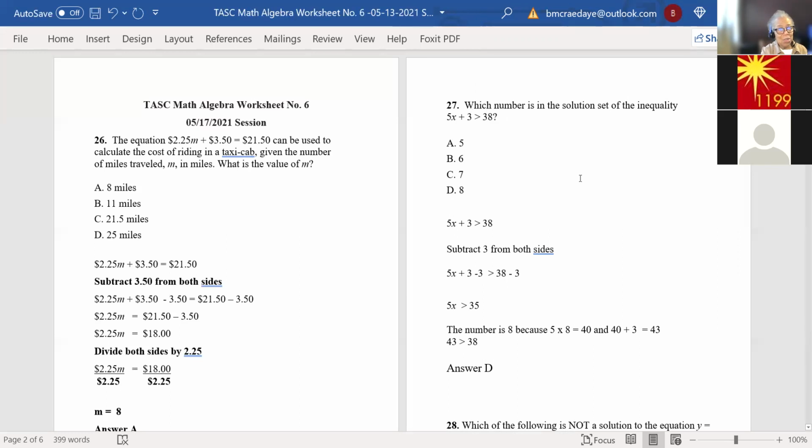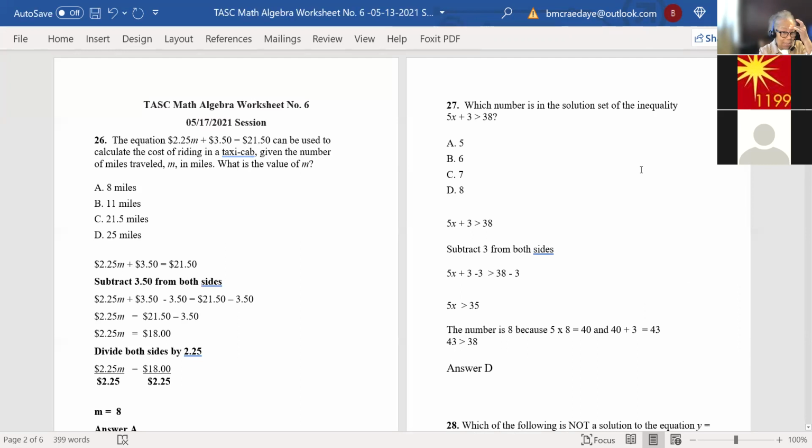It gives you equal. Yes, 35 plus 3 is 38. That's equal to 38, not greater than 38. Okay. So be careful when you look at these problems.